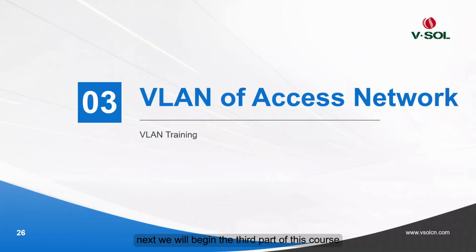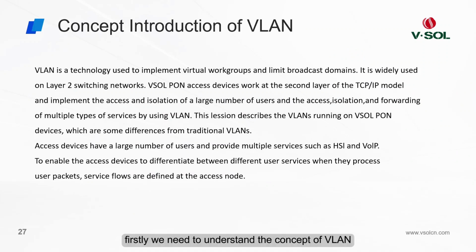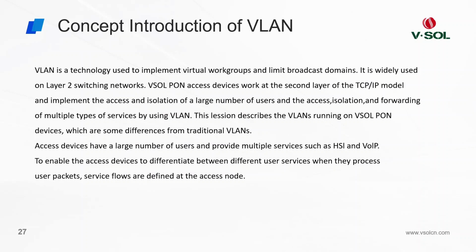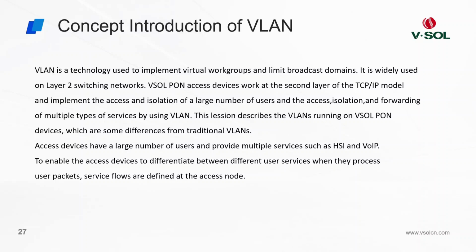Next, we will begin the third part of this course, VLAN of Access Network Learning. Firstly, we need to understand the concept of VLAN. VLAN is a technology used to implement virtual workgroups and limit broadcast domains. It is widely used on Layer 2 switching networks.